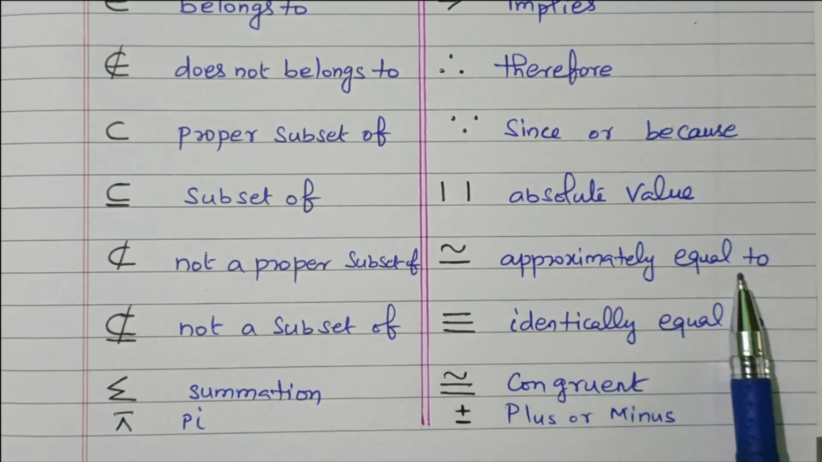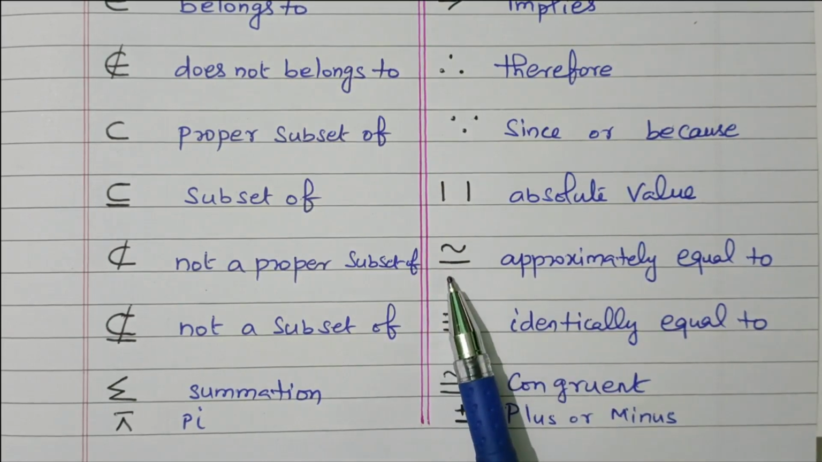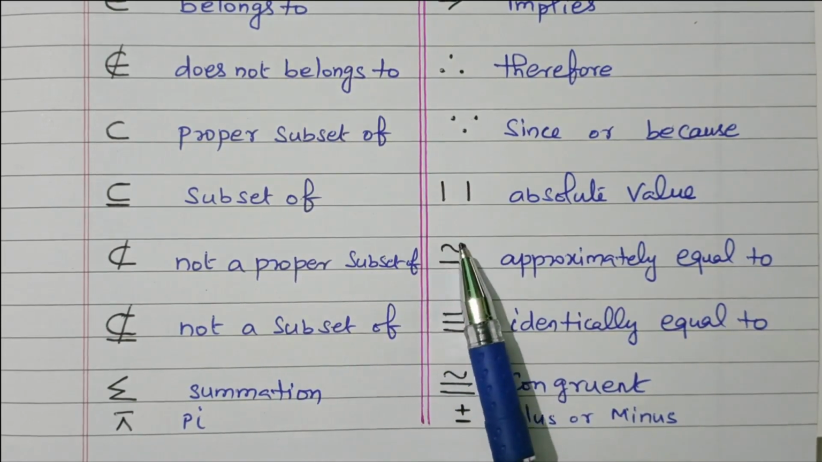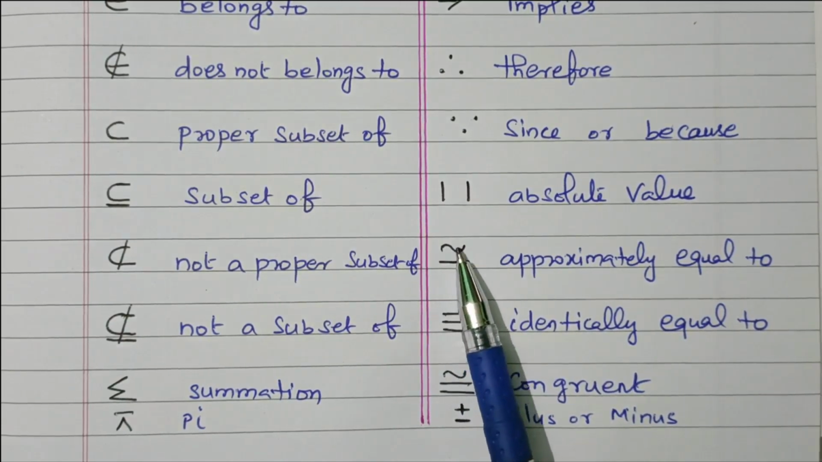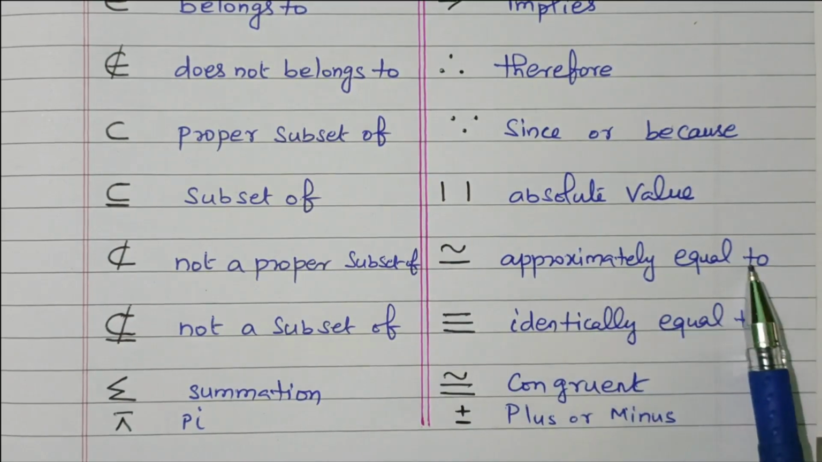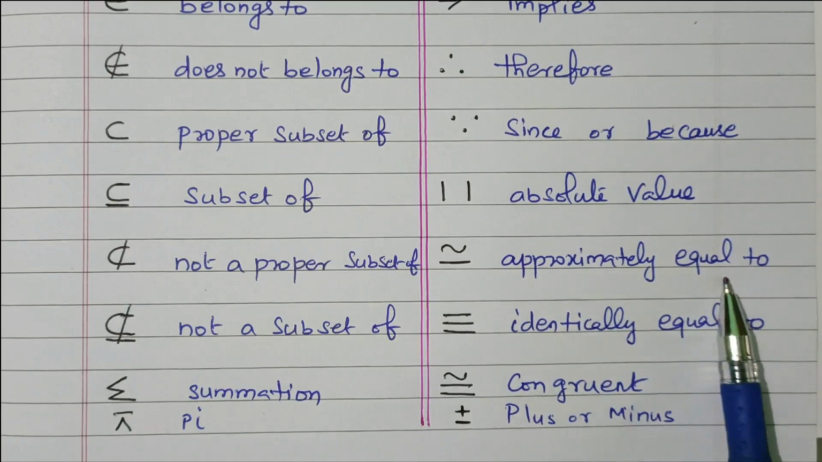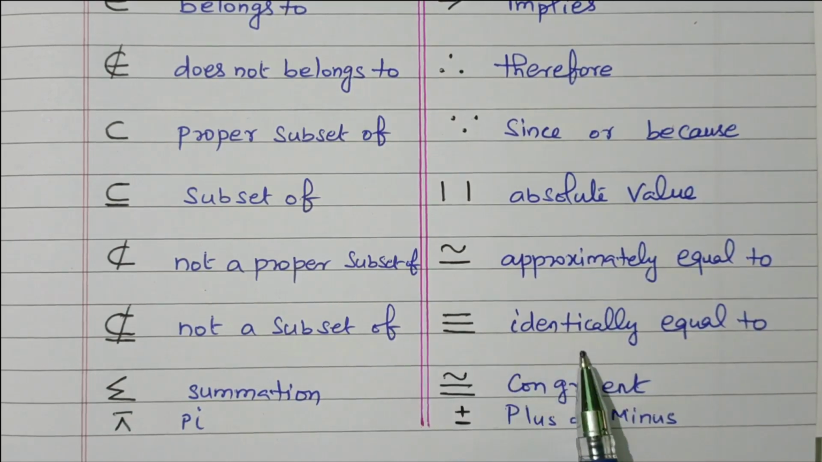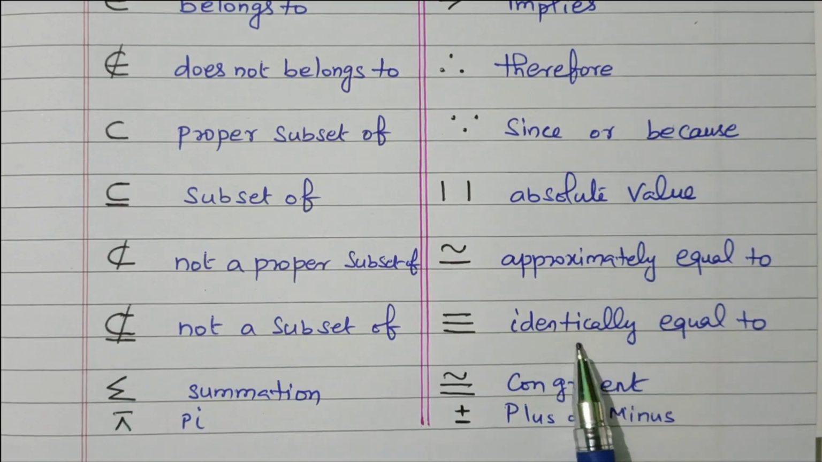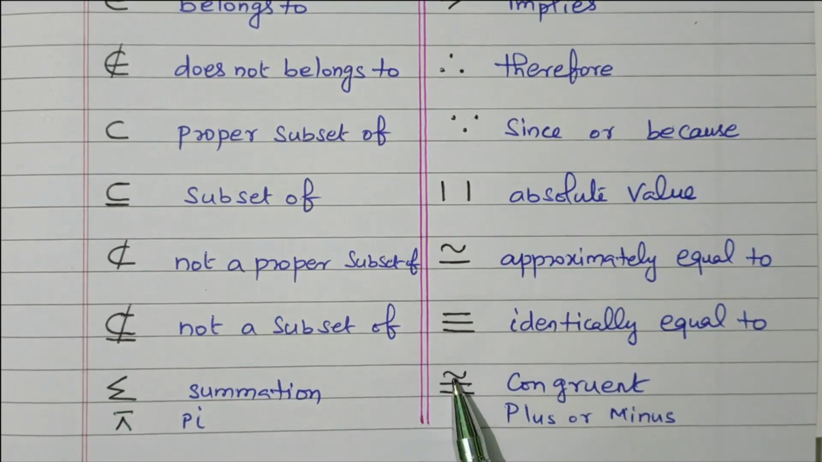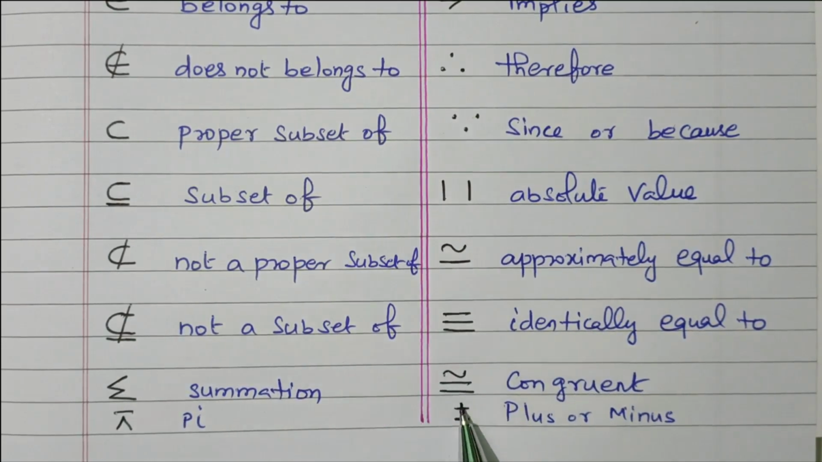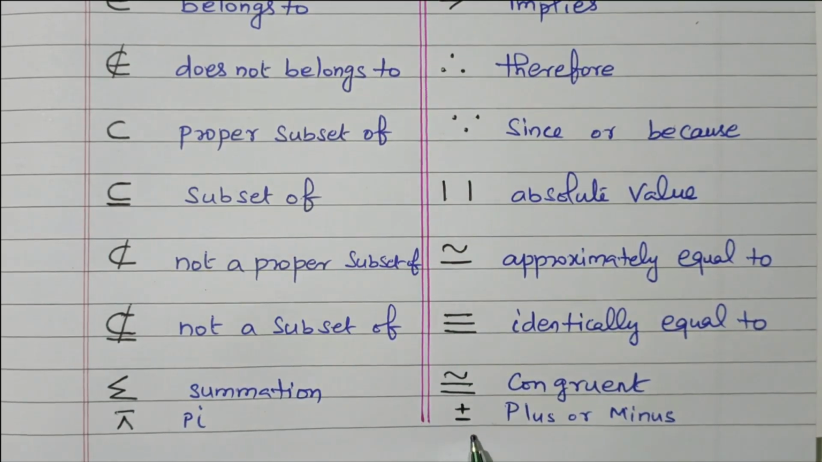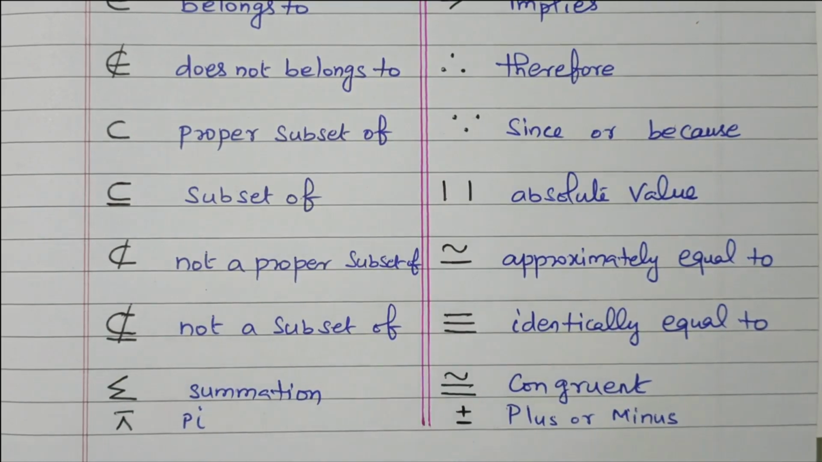So this is approximately equal to, right? The double line means equal, and this sliding one means equivalent to. One line is straight and another is inclined, which is called approximately equal to. It's not exactly equal, approximately equal. Three lines mean identically equal to. Some properties are identically equal to. Two lines with one inclined mean concurrent. Then plus or minus, both are there, plus or minus. We need to add as well as subtract, right? Addition will give one value, subtraction will give another value.